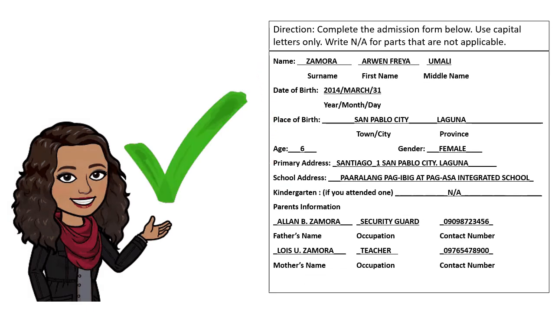This is the form that we had earlier. Take time to analyze if we have done it correctly.